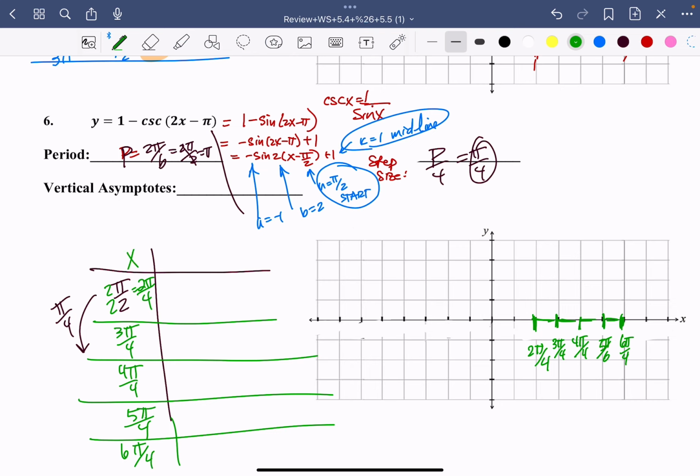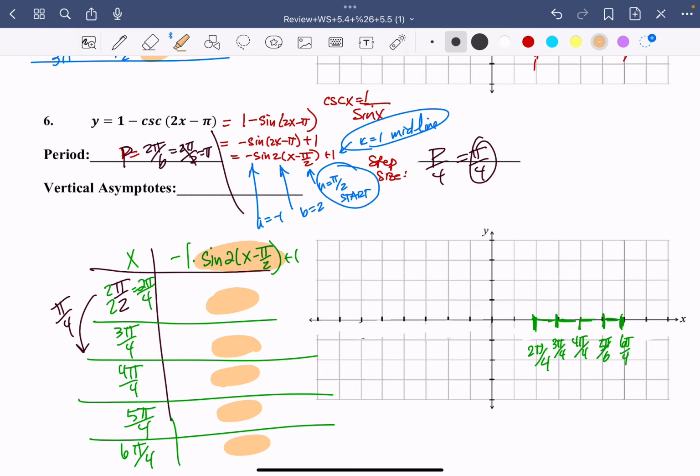Those are my x's. And then my outputs are negative sine. You can think of that as negative 1 times sine of 2x minus pi over 2, plus 1. So that's just my old sine values that got hit with a negative 1 and then added 1. So I take negative 1 times, and then I add 1.